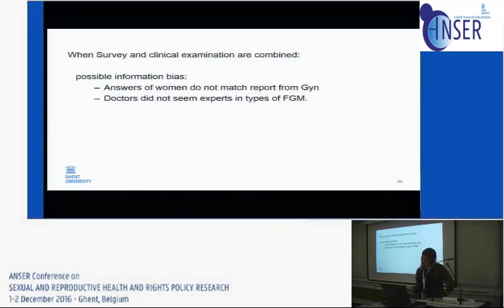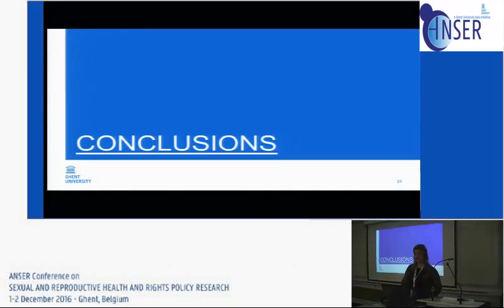Also, some studies suggest that we should do both a survey and a clinical examination, but the studies that we've seen show that actually there's an information bias. Women don't always know what kind of type they have had or whether they were circumcised, and doctors don't seem to be very good experts in identifying the different kind of types. So it's not very useful to use it for prevalence studies.